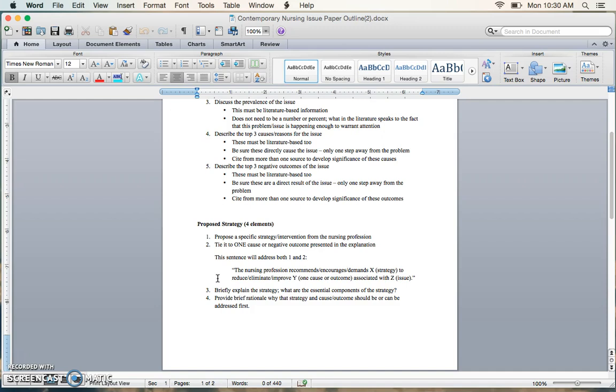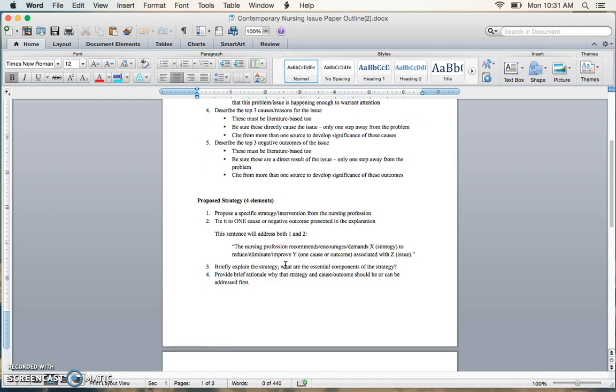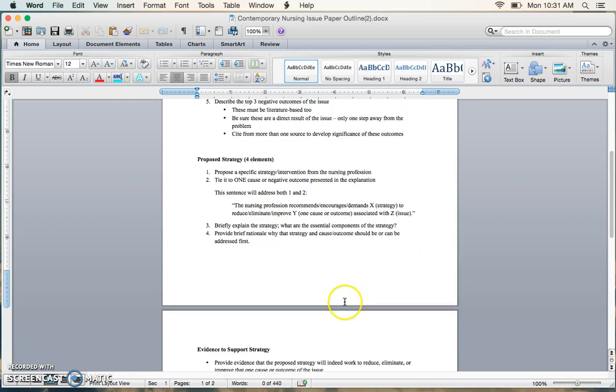So the example sentence we may use with nursing burnout is, the nursing profession recommends mindfulness rooms to reduce nursing compassion fatigue or dissatisfaction associated with nursing burnout. So you essentially just want to choose, again, one cause or one outcome that's associated with your problem and formulate it into this sentence right here to include in your paper.